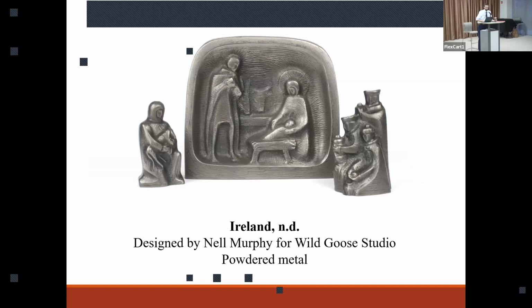And so just showing the different materials, a lot of them are wood and clay or terracotta, but we do have a few metal pieces as well. This creche combines the more traditional figurines with that large relief in the background.